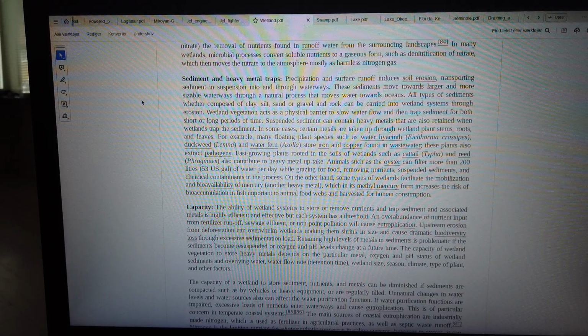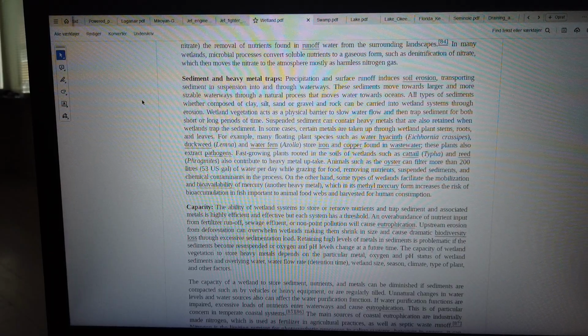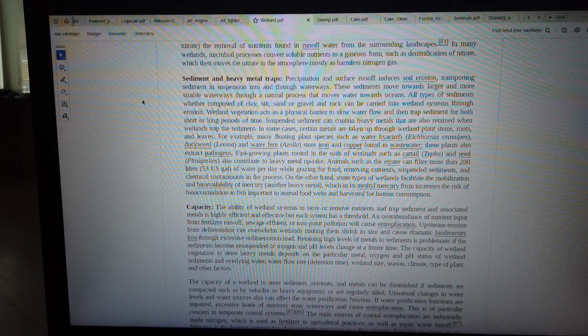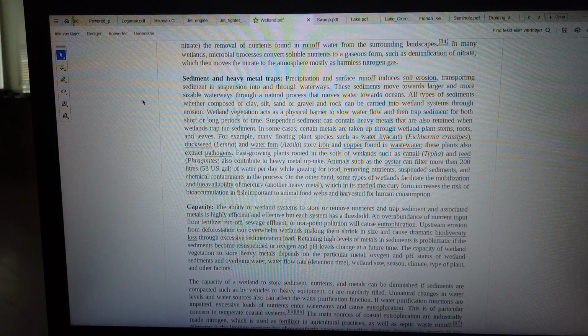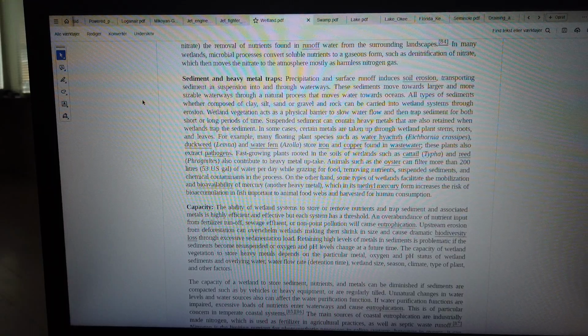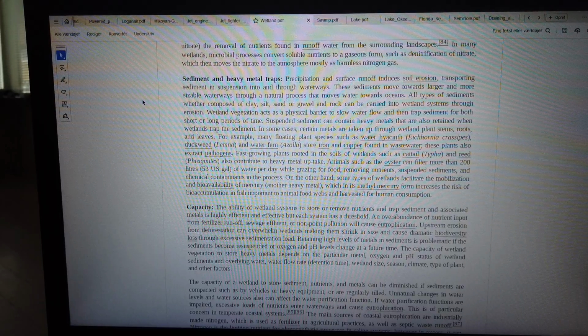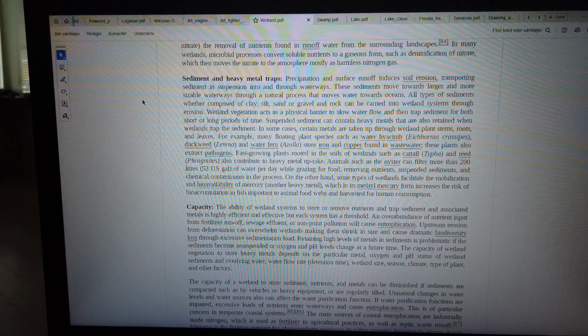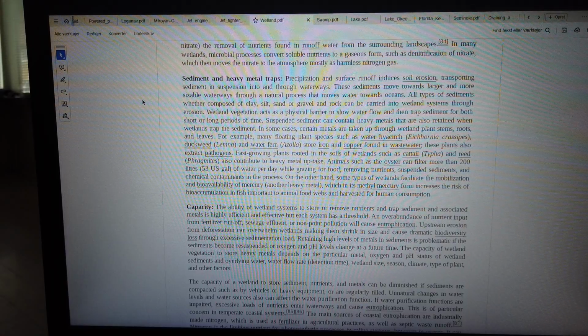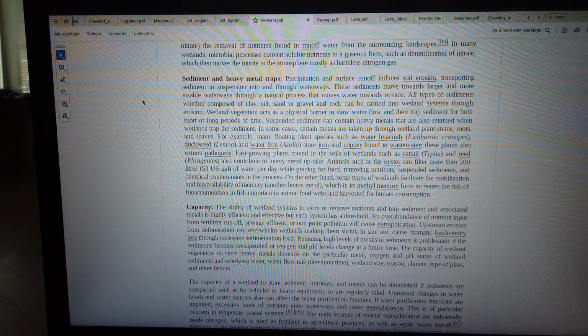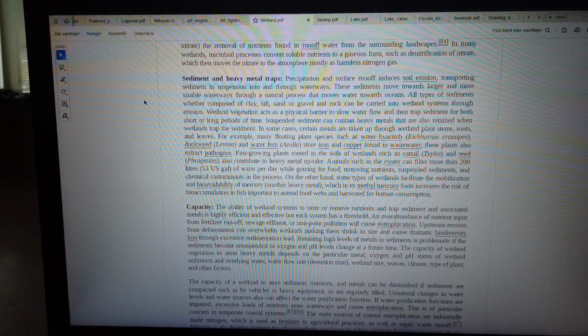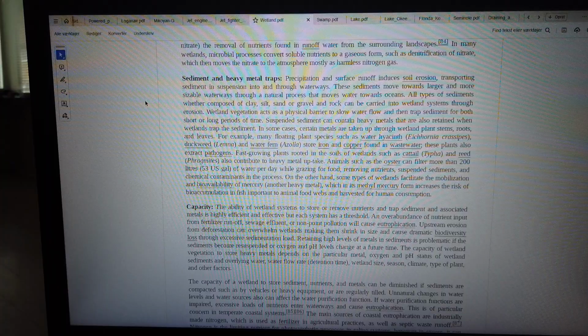All types of sediments, whether composed of clay, silt, sand or gravel and rock, can be carried into wetland systems through erosion. Wetland vegetation acts as a physical barrier to slow water flow and then traps sediment for both short or long periods of time. Suspended sediment can contain heavy metals that are also retained where wetlands trap the sediment. In some cases, certain metals are taken up through wetland plant stems, roots and leaves.